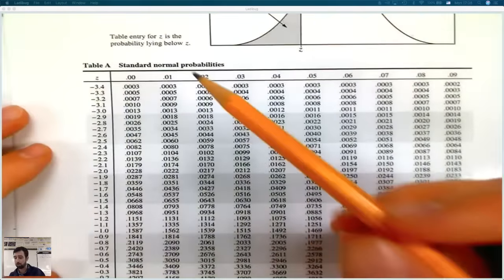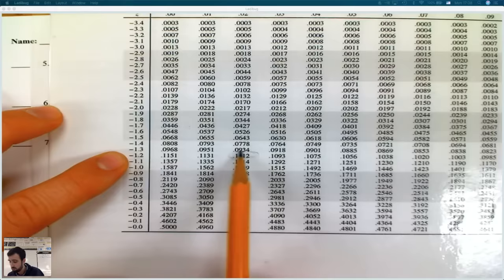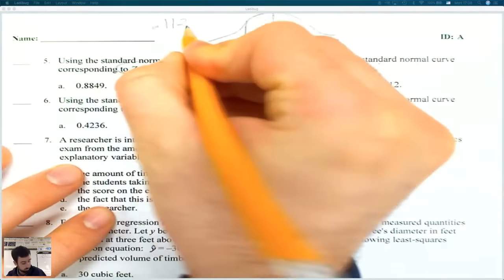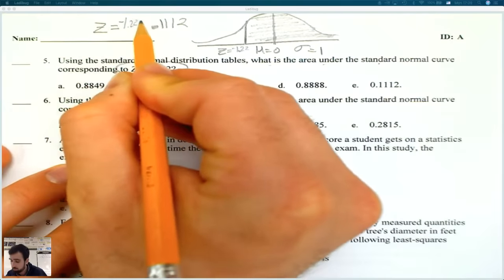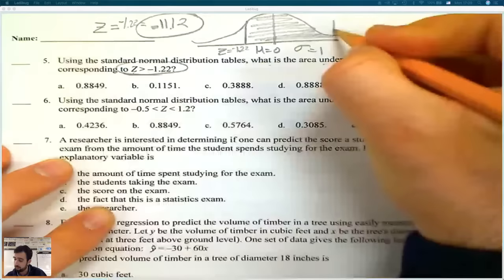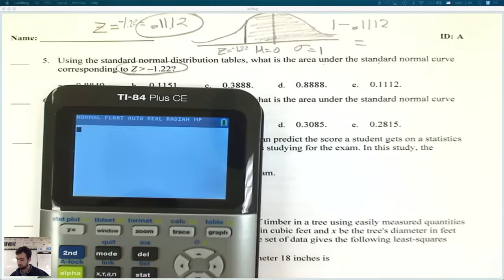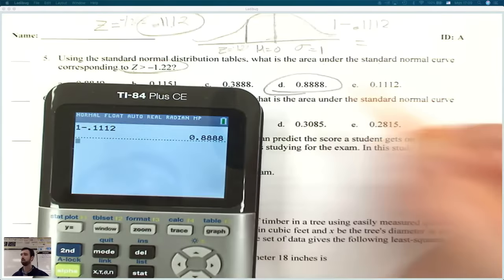So the first thing we can do is go to our table. Remember, z is going to be on the outside. We can find negative 1.22. I have negative 1.2 here. That's 0, that's 1, that's 2. So it looks like it's 0.1112. So 0.1112 is a z of negative 1.22. And so what that means is that's the probability below that number. So to get everything above, I do 1 minus 0.1112. Using my calculator, 1 minus 0.1112 gets me about 0.88. Look at that, letter D.